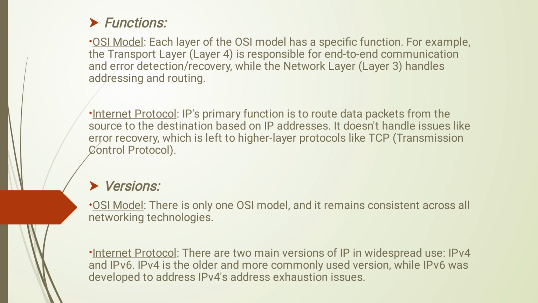Now the versions of the OSI model and the Internet Protocol. There is only one OSI model, and it remains consistent across all networking technologies. In the Internet Protocol, there are two main versions in widespread use, IP version 4 and IP version 6, where IP version 4 is the older and more commonly used version, while IP version 6 was developed to address IP version 4's address exhaustion issues.